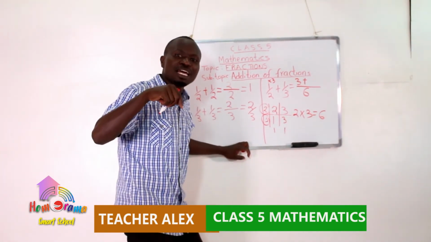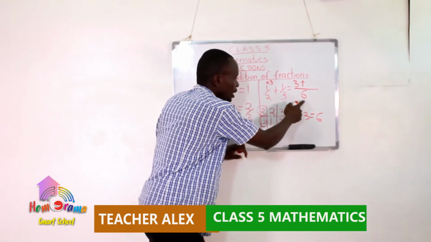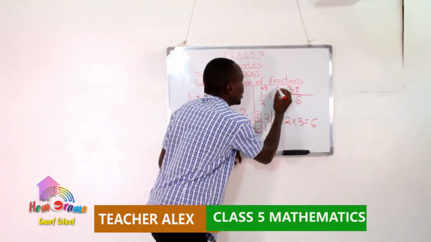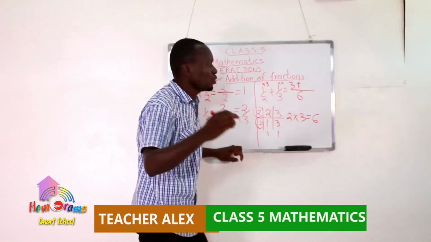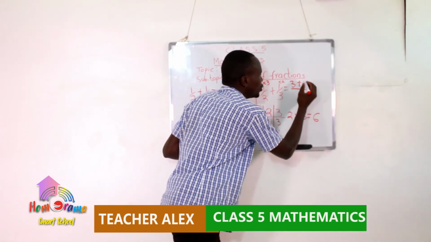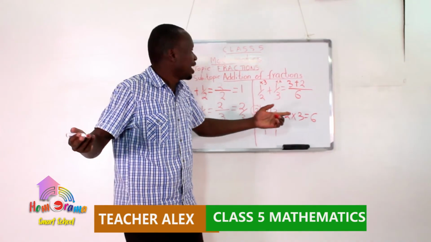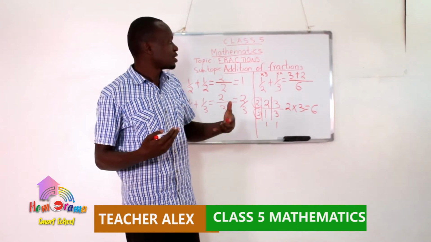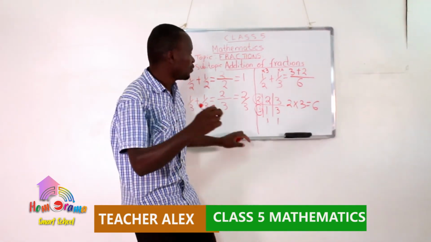So I now multiply that answer with the numerator of the same fraction. 6 divided by 3 is 2, so I multiply here by 2. That is 1 times 2 is 2. So I write here 2. And then I work it out. It is simple. Now 3 plus 2 gives you 5.